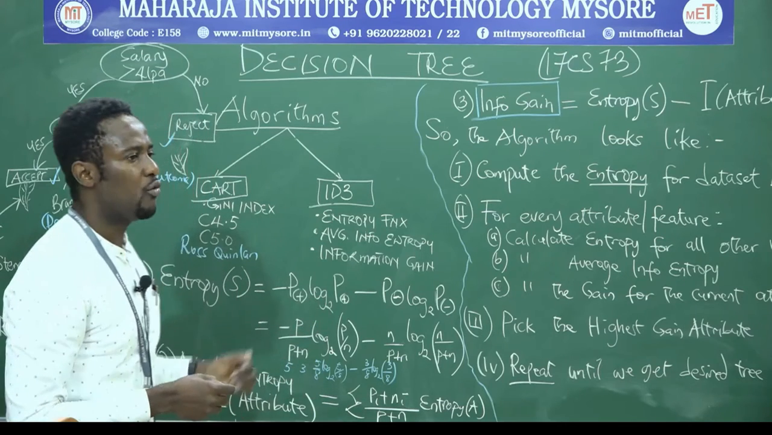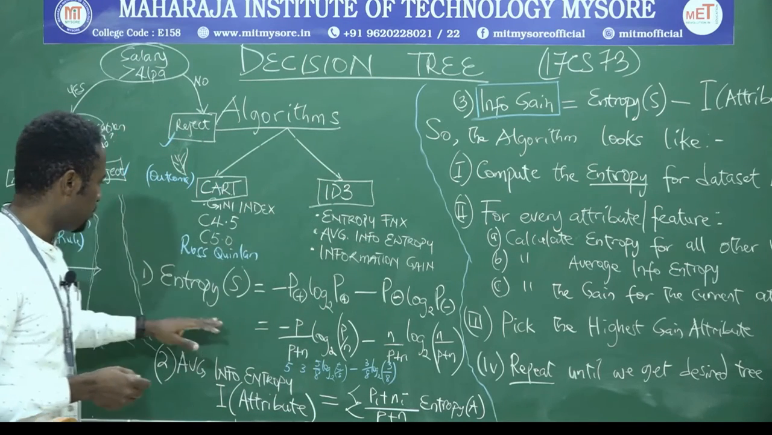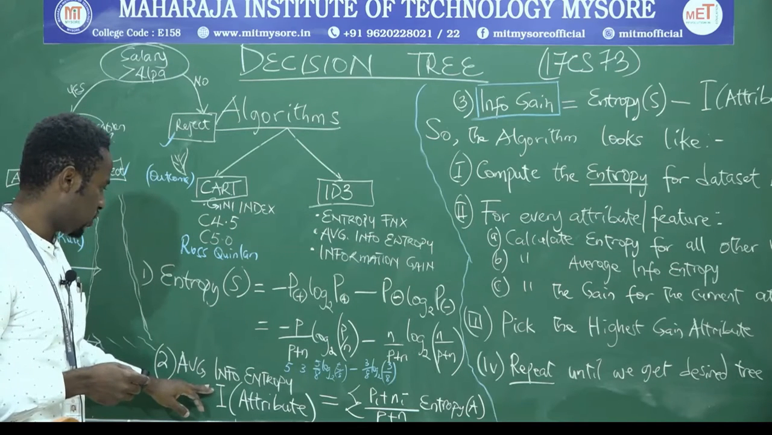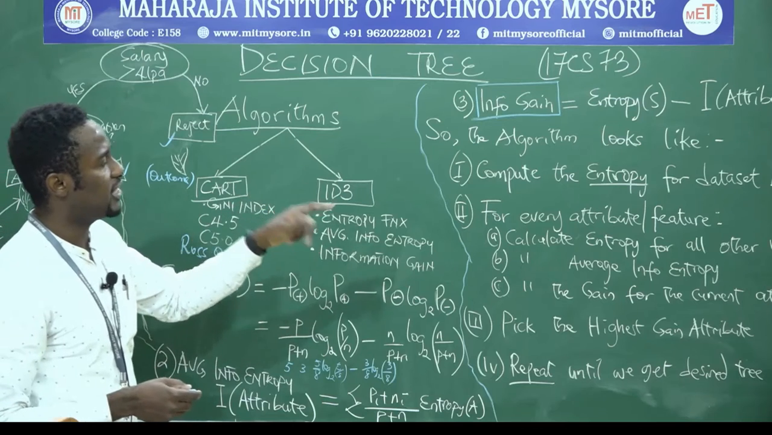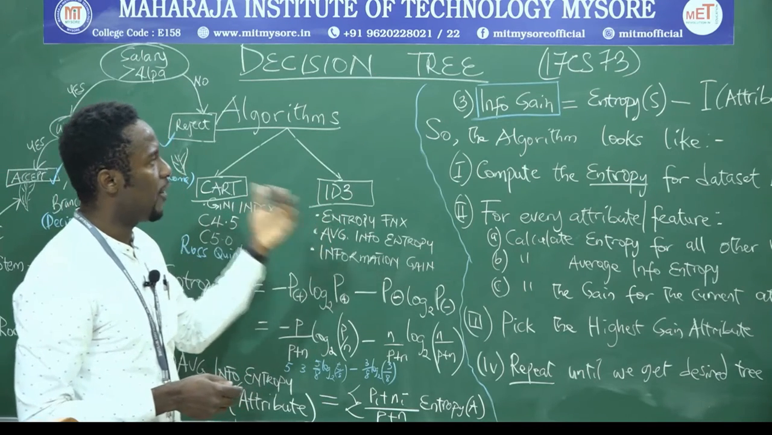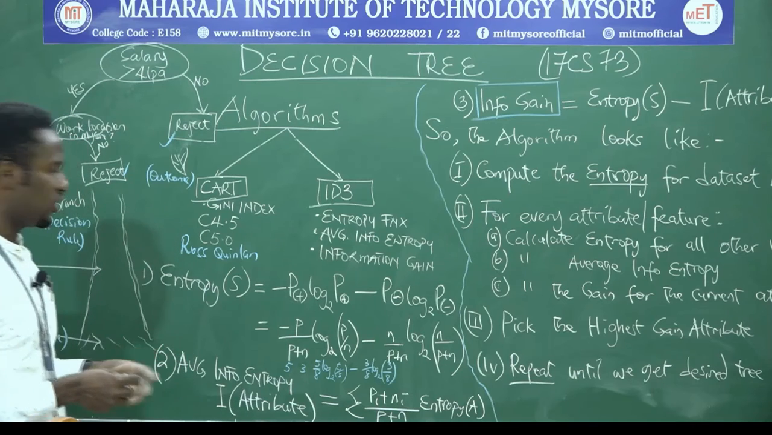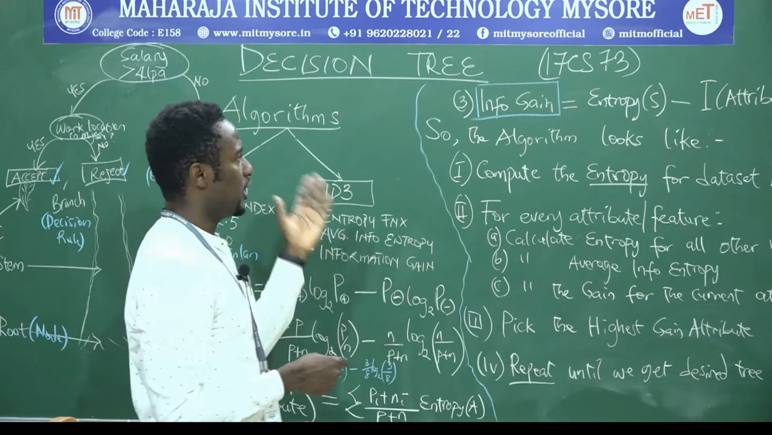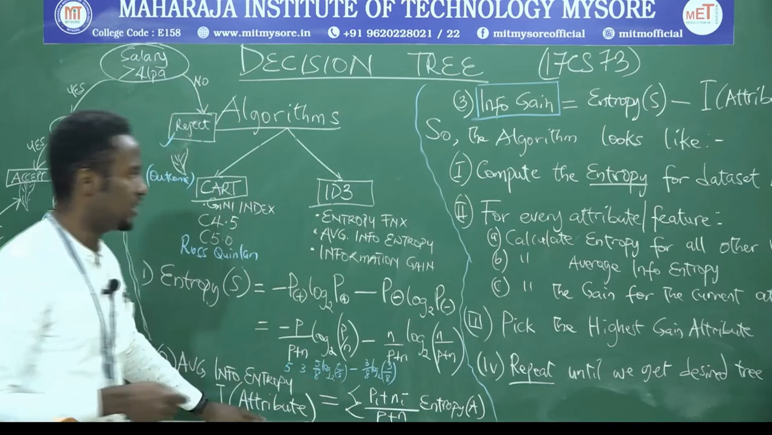But please remember, we cannot just jump directly to the information gain without computing what? The entropy of the entire data set and the average information entropy. You can see it here, right? So information gain is expressed as the difference between the entropy of the entire data set and the average information entropy. That's why it is entropy of S minus I of attribute. And you can see it here.